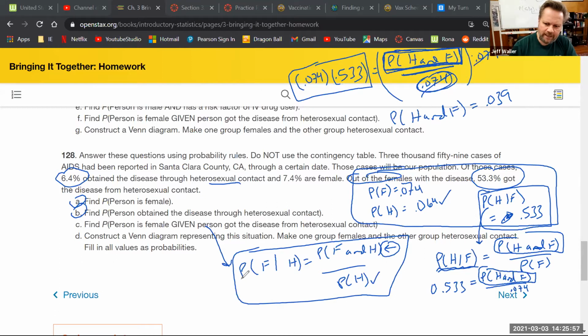Going back, this is the actual part C question. Do I know this? Check. Yes. Do I know this? Check. So now I can throw that stuff in. 0.039 divided by 0.064, and then whatever that is. Three halves. 0.616. Sounds about right.